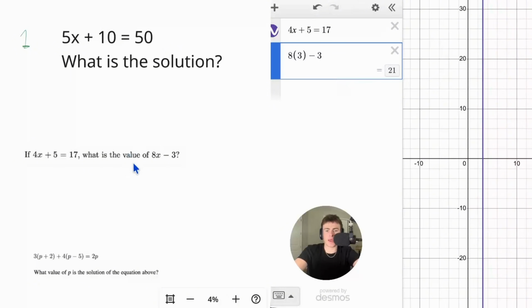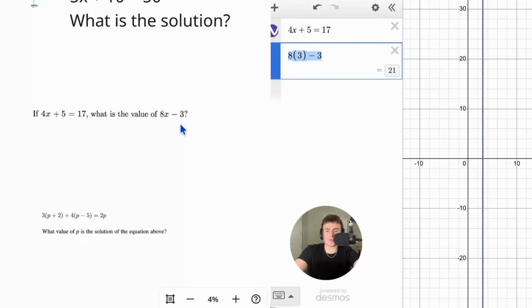So the answer of 8x minus 3 is going to be 21 because we solve for x and then we plug it into the new equation. That's pretty much it. So this is like a 4 out of 10 question. Now let's do something a little bit harder.